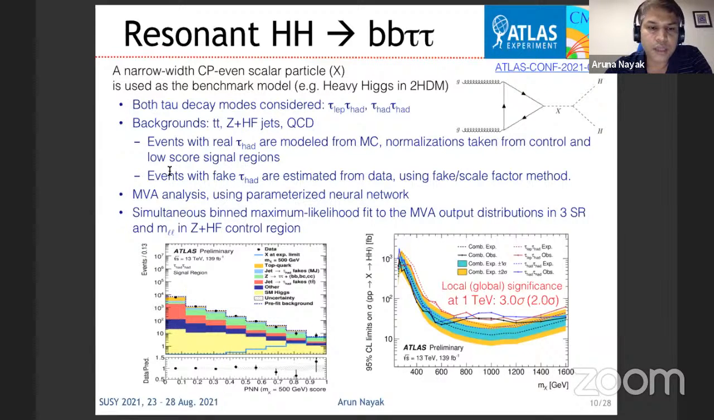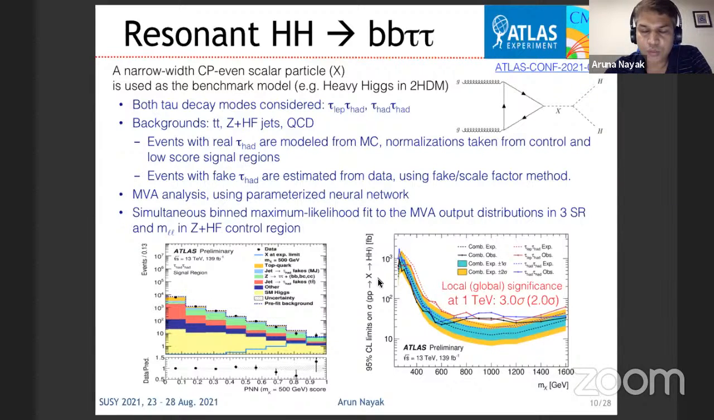This is again also based on a multivariate analysis method, where a parameterized neural network is used, which is parameterized as a function of the mass of the intermediate resonance. The signal is obtained by a simultaneous binned maximum likelihood fit to the MVA output distributions in all the 3 signal regions, and also a background control region using the dilepton mass distribution in the Z plus jets control region. Here you see, for example, the neural network output distribution for one of the signal points at 500 GeV. You expect that the signal will be close to 1 while the background is close to 0, and you see that the data is very close to that expected from the background.